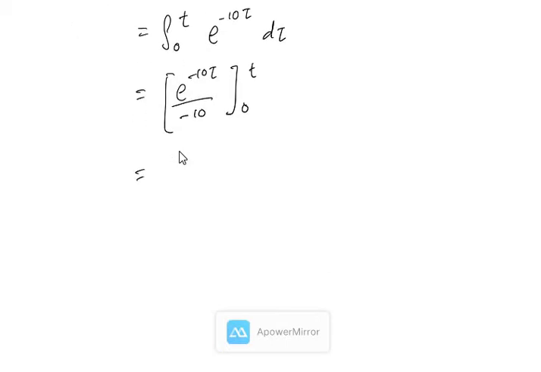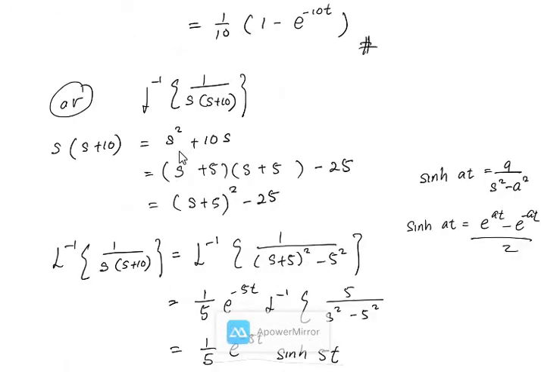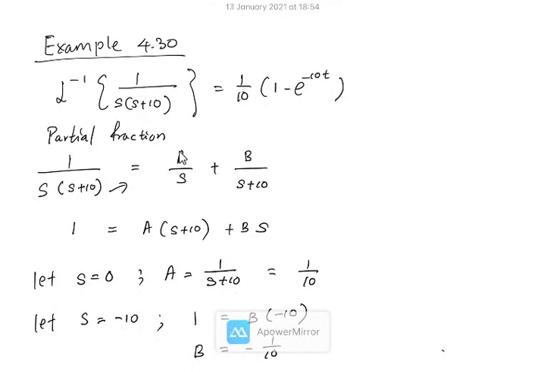You substitute the tau with t, so you get exponent negative 10 t divided by negative 10 minus exponent 0 divided by negative 10. And so you get, okay, this is the positive. So you get 1 minus exponent negative 10 t divided by 10, which also proves the result you obtained, the same as the question given.